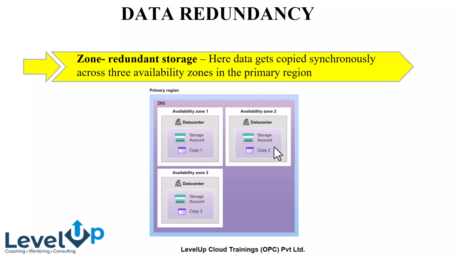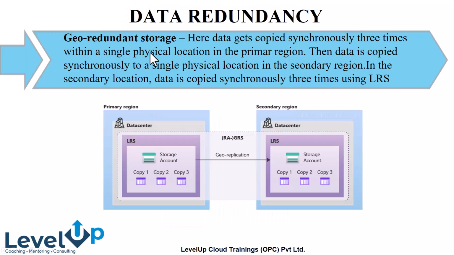Now, what if this complete region fails? Even though I have three copies, if the complete region fails, I will lose that data, right? To make sure that you have more redundancy, you have another option called geo redundant storage. Here data gets copied synchronously three times within a single location in the primary region. That means LRS in the primary region. Then data is copied to a physical location in the secondary region. In the secondary location data is copied three times using LRS.